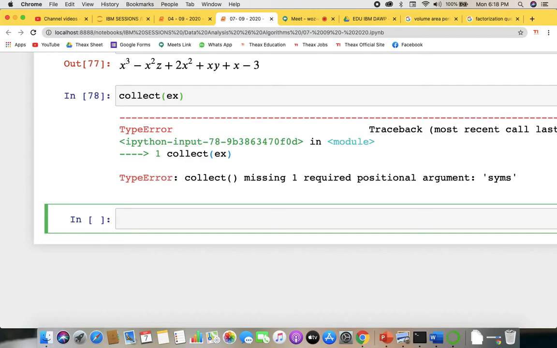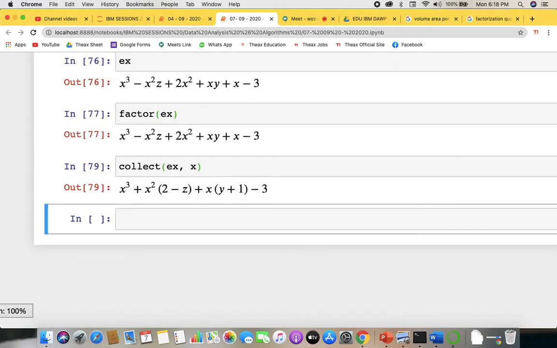One positional requirement is missing. Let's say collect with x, right? So I'm getting some sort of factorization here. So it collects the x terms on one side and makes it a kind of equation. What we do before factorization is collect the same coefficients, collecting up the same things. So it just collects additive terms of an expression with the powers: x square will be collected with x square, x cube will be collected with x cube. It's not like x will be collected with all of the things, right?